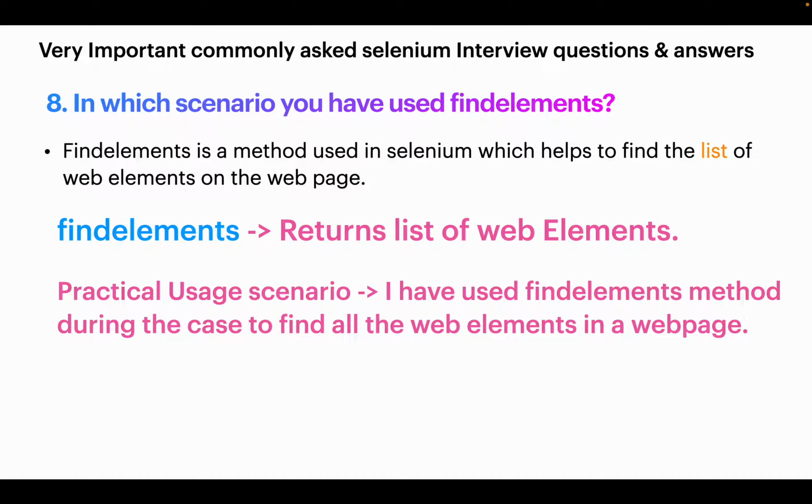Okay, this is very important here. It returns a list of web elements. Okay, find element just returns the first matching element, whereas find elements returns a list of web elements. Okay, that's the major difference. And you can explain examples like, I've used find elements in this test scenario as well. Okay, finding broken links, etc.